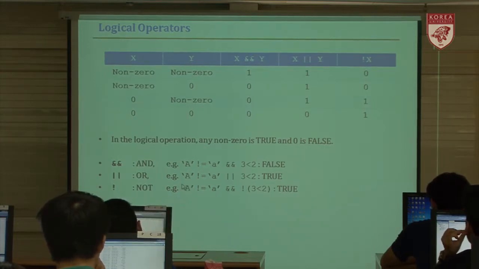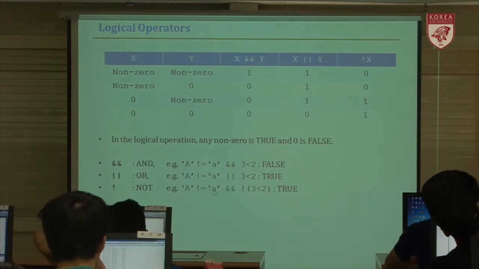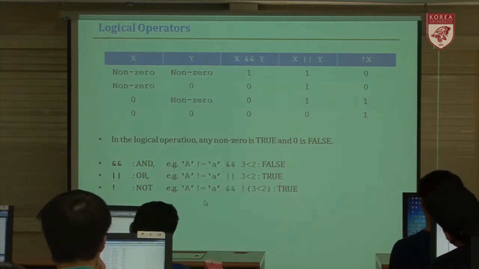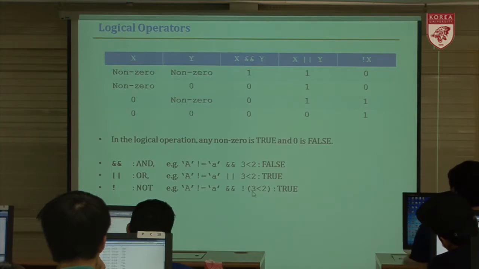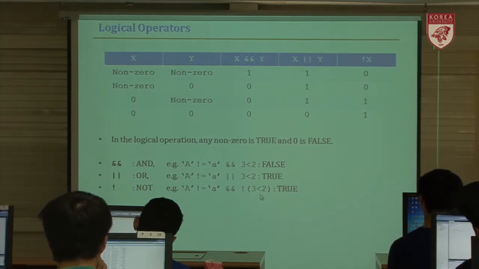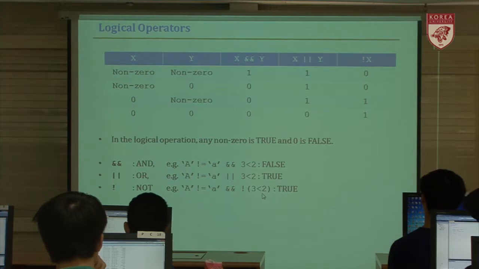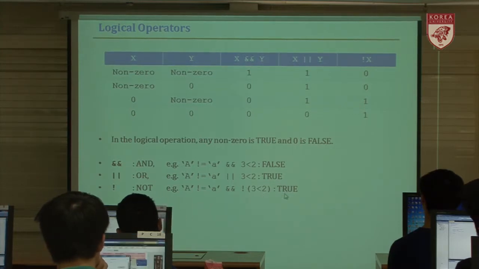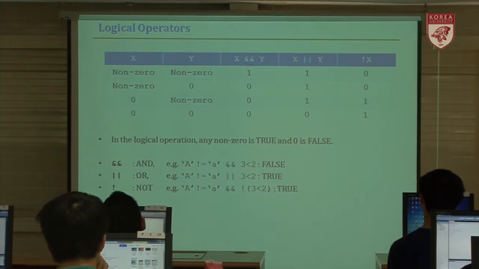Okay, so then let's do the next one. First statement, large A is not equal to small a. That is true. And 3 is less than 2, that is false. Then the second is true. So this one is true and true, and the final result is true. Okay? So these are logical operators. It's very easy, just middle school level mathematics, right?